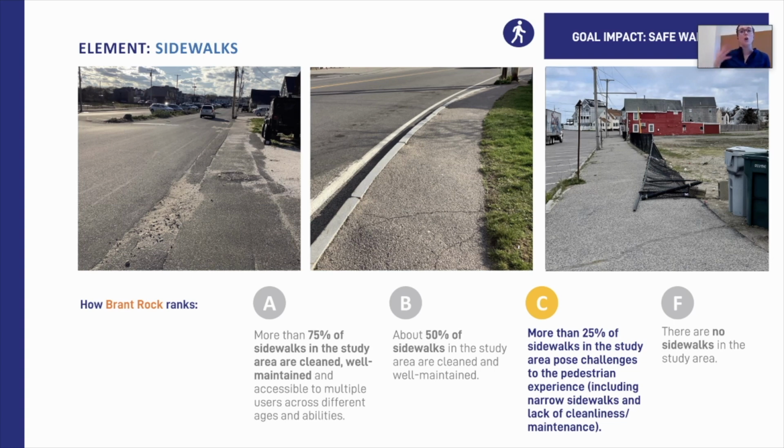Overall, out of all of the sidewalks in Brant Rock, you received a grade of C, which means that these assets are not necessarily conducive to connecting those businesses and the visitors and residents to each other. In each of these public and private realm indicators, we've added a few photos to provide a justification for these grades and to call out why you received an A, B, C, or F.